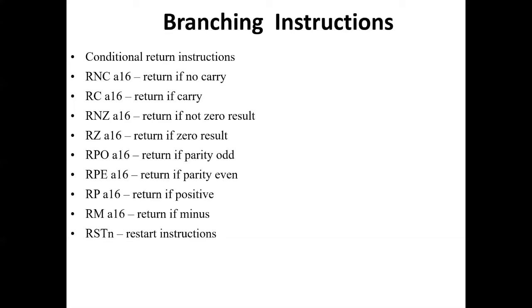For example, RST2 is functionally equivalent to call 2 into 8, which is call 0010H. The advantage of RST2 is that it is only 1 byte, whereas call 0010H is a 3 byte long instruction. Thus, RST instructions are useful for branching to frequently used subroutines.